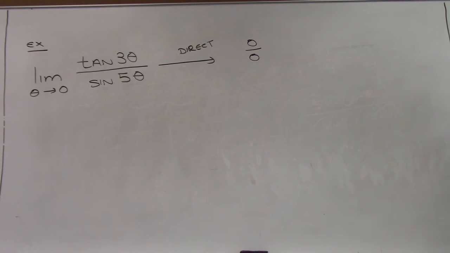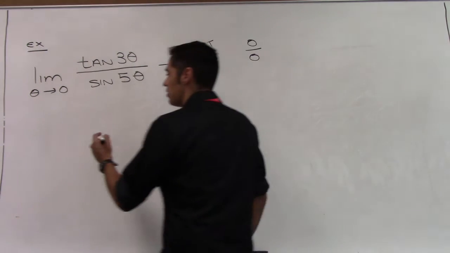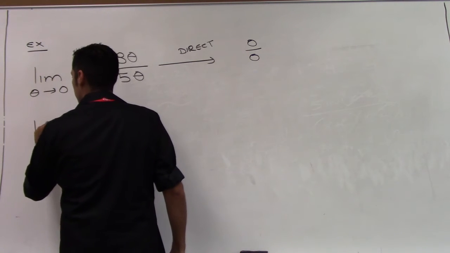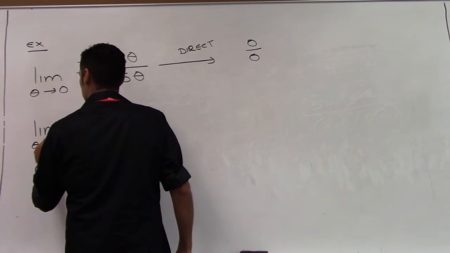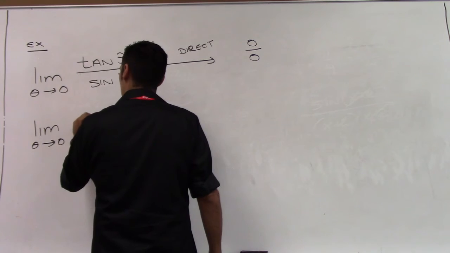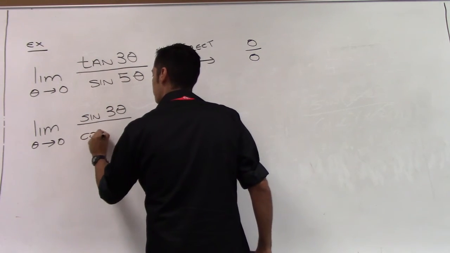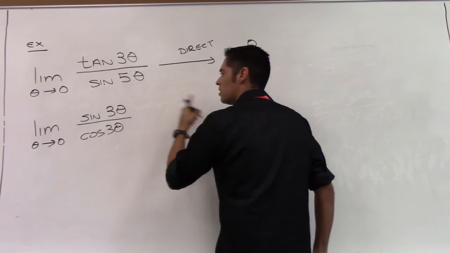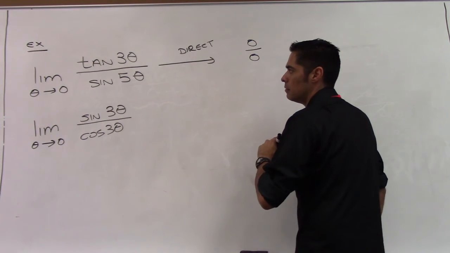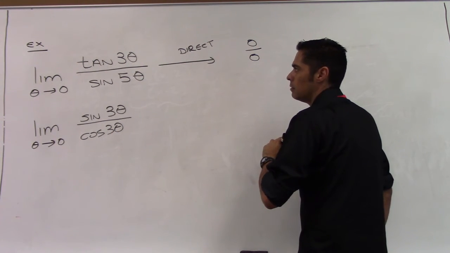Yes? Can you put tangent as sine over cosine? Okay, so tangent is sine over cosine. So you're thinking just turn that into sine over cosine? Yeah, and multiply over reciprocal. Okay, so how about sine 3 theta over cosine 3 theta? Yeah. And then what do you want me to do with the sine 5 theta? Multiply by the reciprocal, so flip it over, put over 1, and then flip it over.